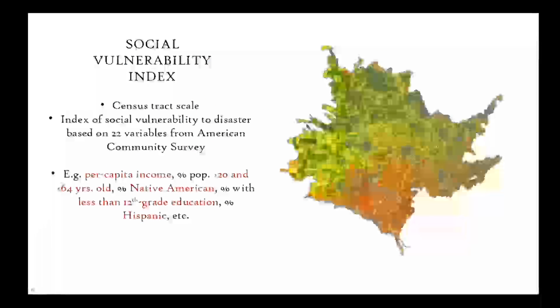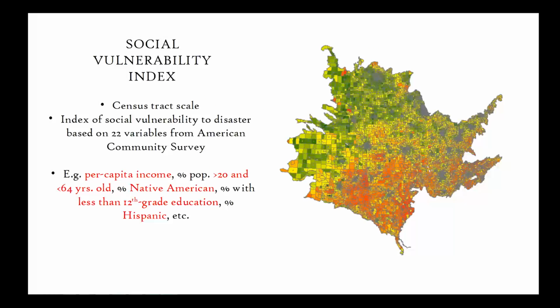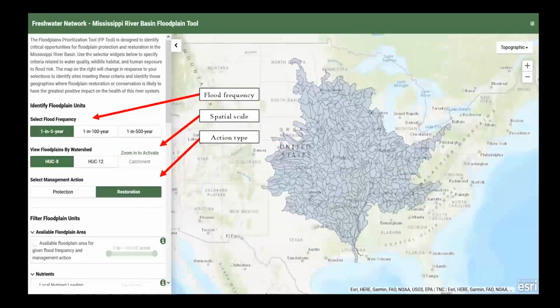One final layer we have addresses the risk of flood exposure at the community level. This is an index of social vulnerability, which looks at demographic variables like income, age structure, education level, how much people pay in rent, and tries to get at a community's vulnerability to environmental disasters. So that was a quick run through of the data.